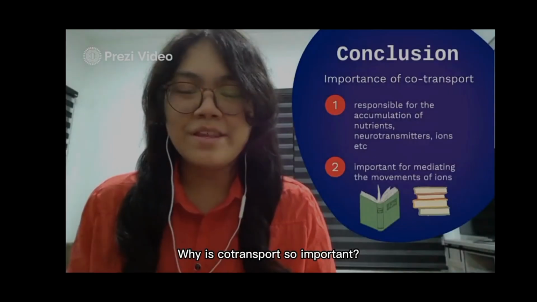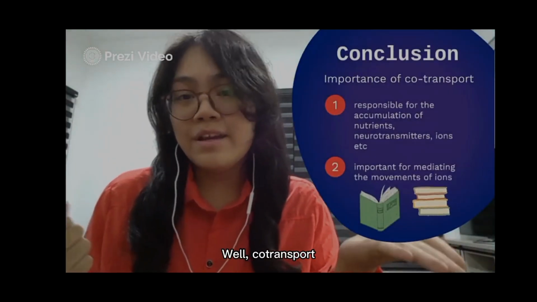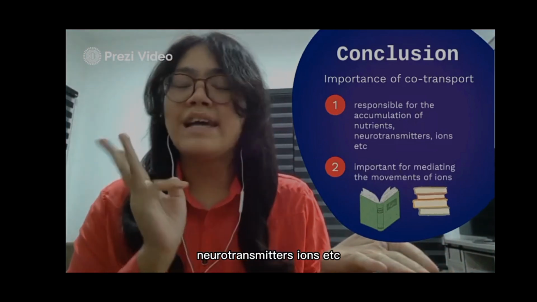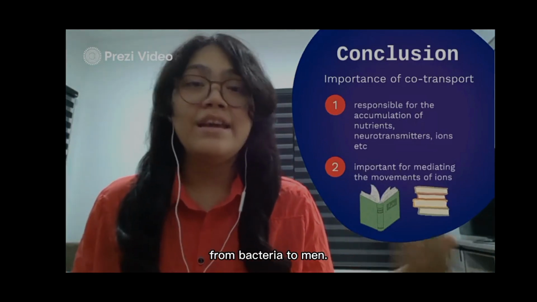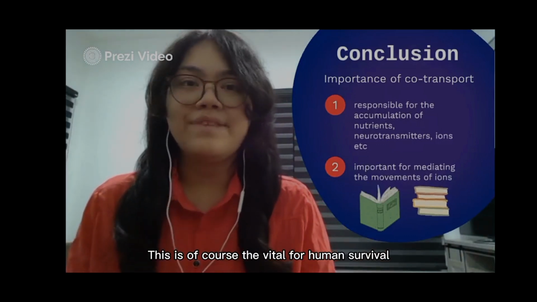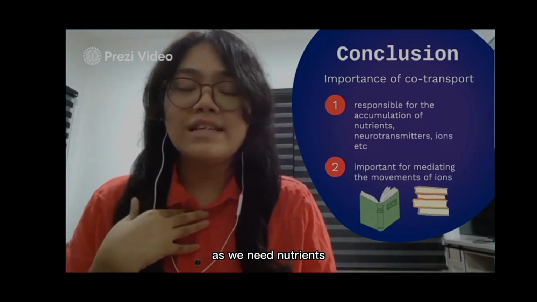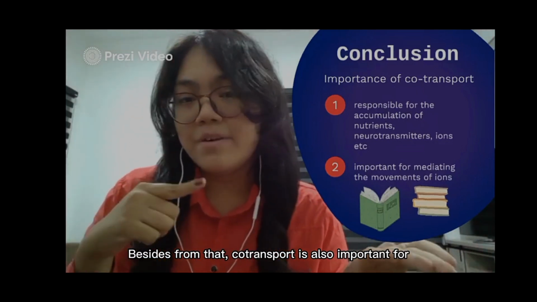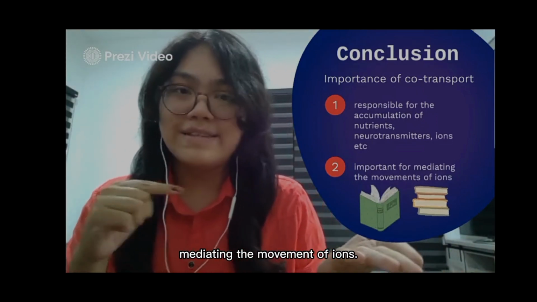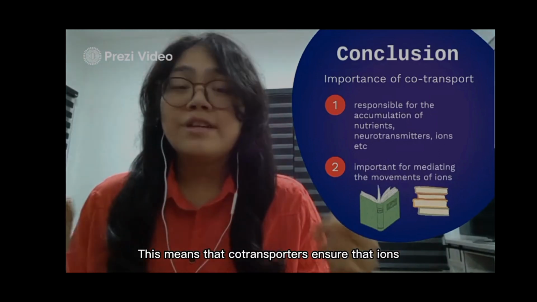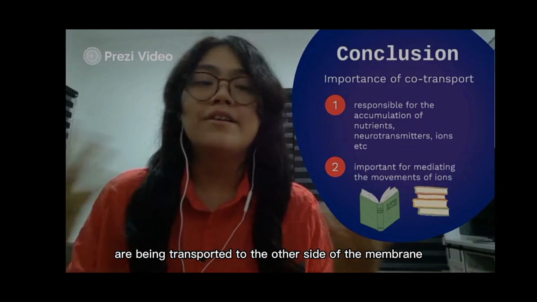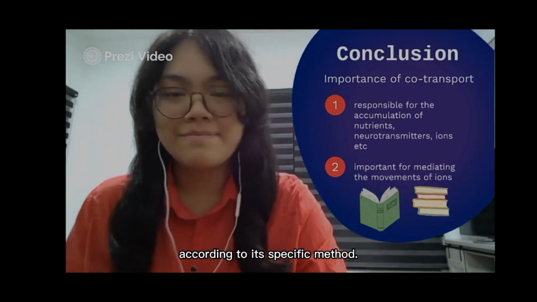Why is co-transport so important? Well, co-transport is responsible for the accumulation of nutrients, neurotransmitters, ions, etc. from bacteria to man. This is of course vital for human survival as we need nutrients and such to become strong and healthy. Besides that, co-transport is also important for mediating the movement of ions. This means that co-transporters ensure that ions are being transported to the other side of the membrane according to its specific method.